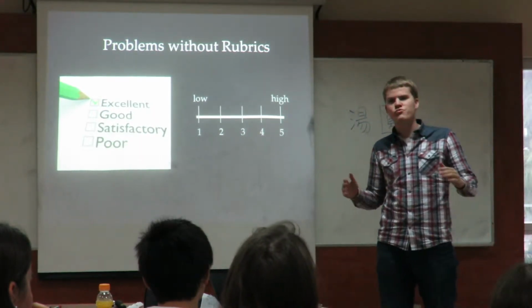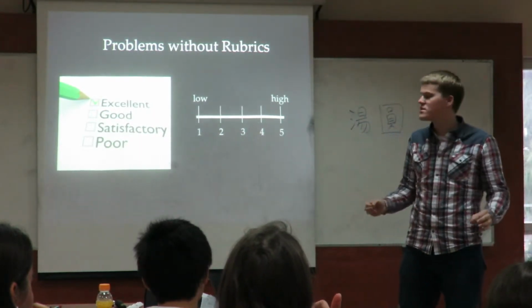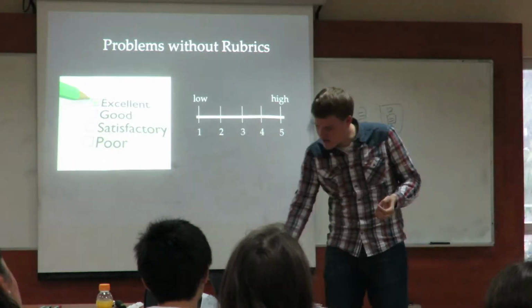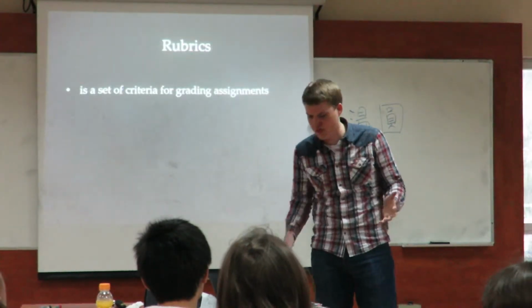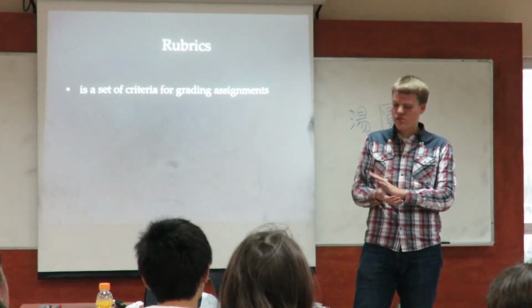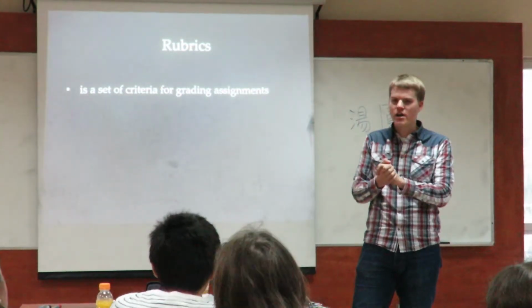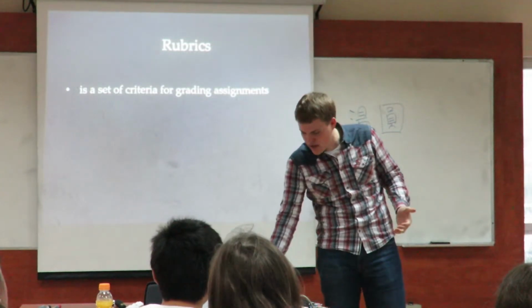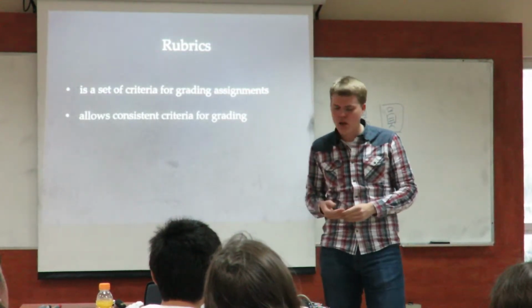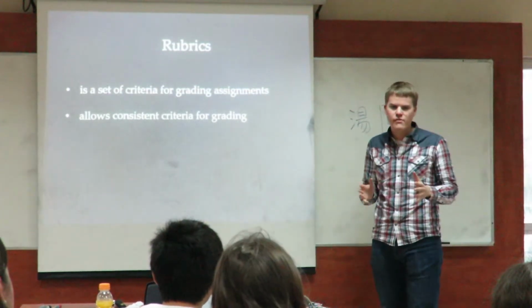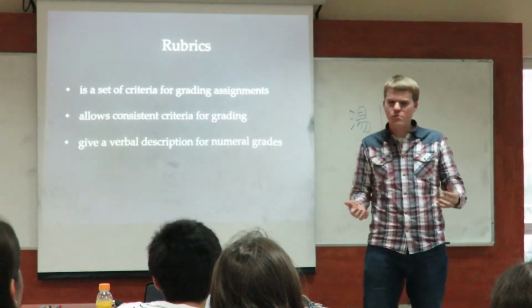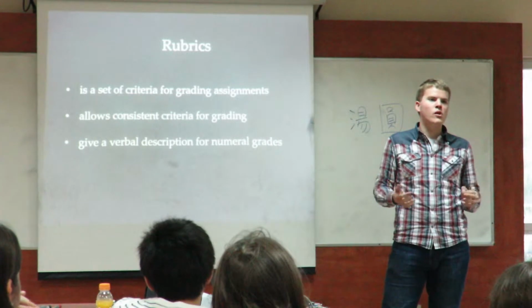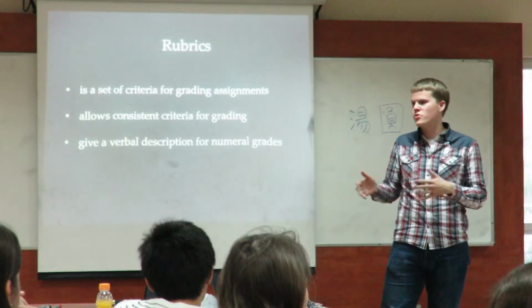So this is exactly what rubrics are about. We need a description of when to apply which grade, basically. And this is exactly what rubrics are. Rubrics are a set of criteria for grading assignments, and they basically help us to do a consistent grading for the same work. And rubrics are now just giving you a verbal description of which grade to assign to which performance.